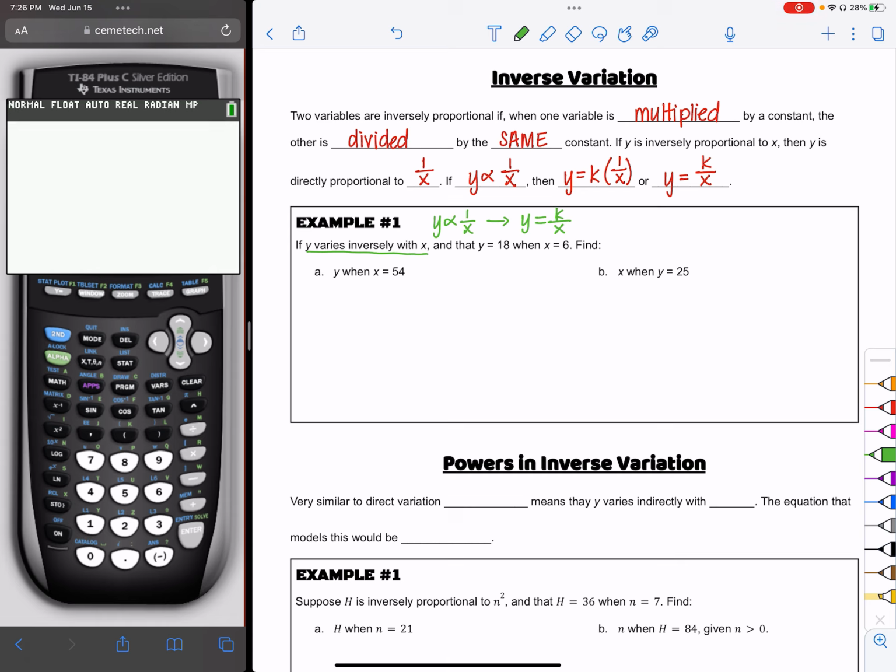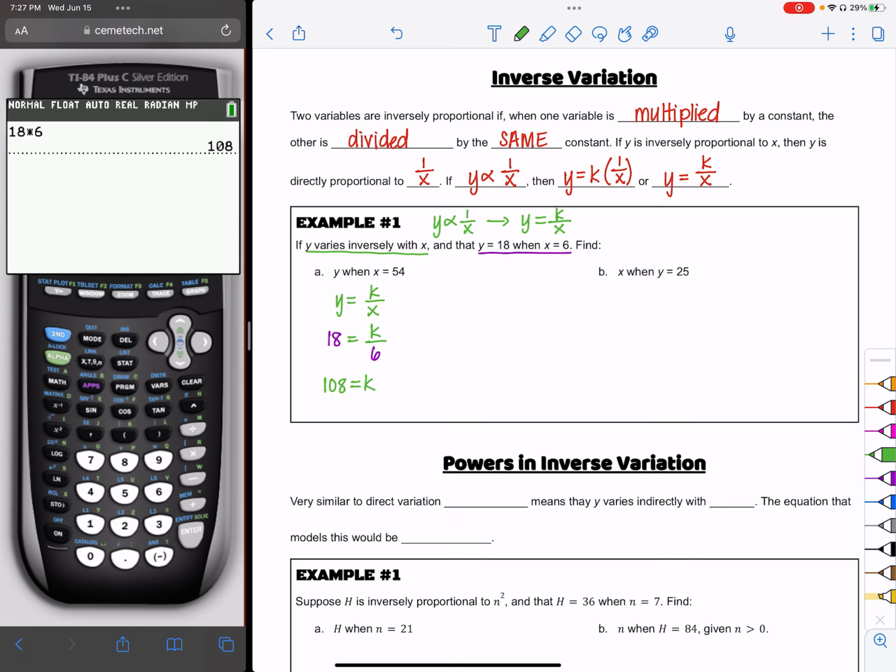So the first thing I need to do is find what k is. So I'm going to use y is equal to k divided by x. I'm going to use this information first. So they already told us that y is equal to 18 when x is equal to 6. So if I substitute those values in, I will end up getting 18 is equal to k divided by x, which is 6. And if I multiply both sides by 6, I will end up getting that k is equal to 108.